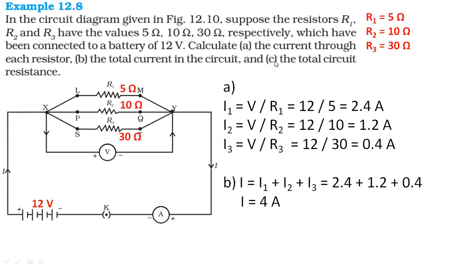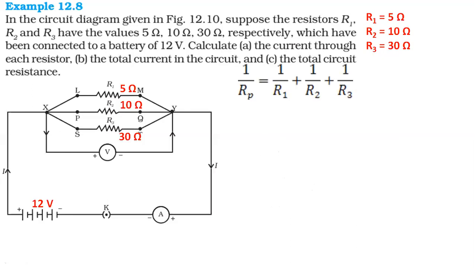Now concentrate on the third one and do not write this, as it is anyway a solved question in our textbook. In the third question they are asking for total circuit resistance. This is a parallel circuit, so we have to use the formula 1 by Rp is equal to 1 by R1 plus 1 by R2 plus 1 by R3. Let us put the values: R1, R2, R3 are 5 ohm, 10 ohm, 30 ohm.